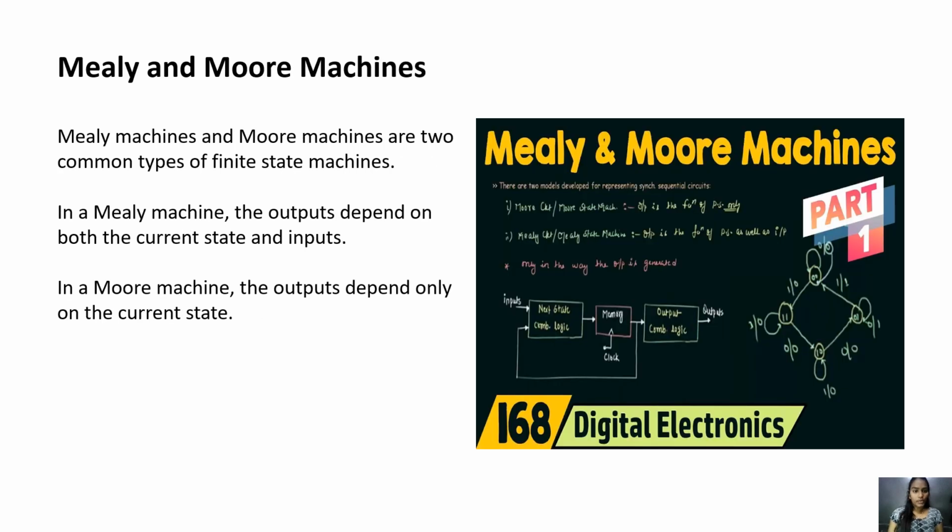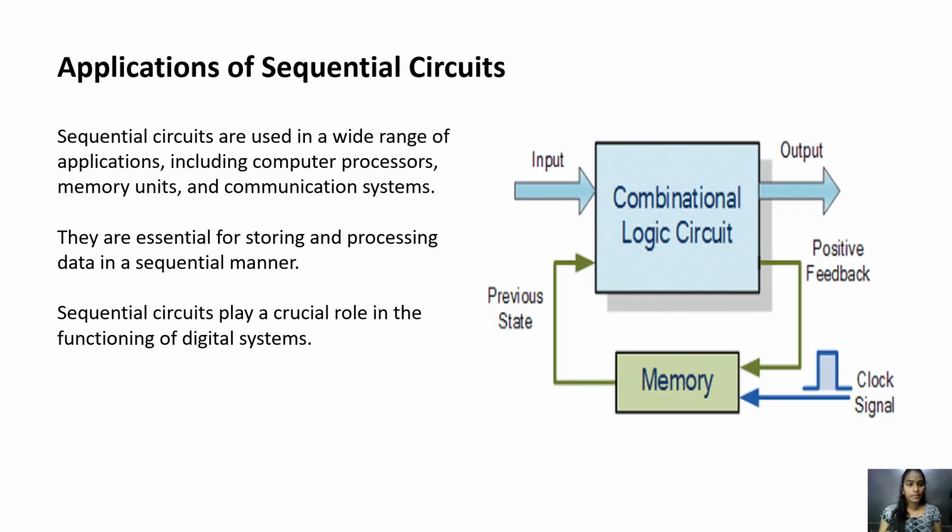Mealy and Moore machines. Mealy machines and Moore machines are two common types of finite state machines. In a Mealy machine, the outputs depend on both the current state and inputs. In a Moore machine, the output depends only on the current state.